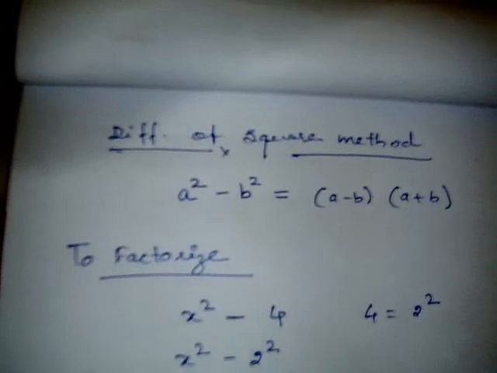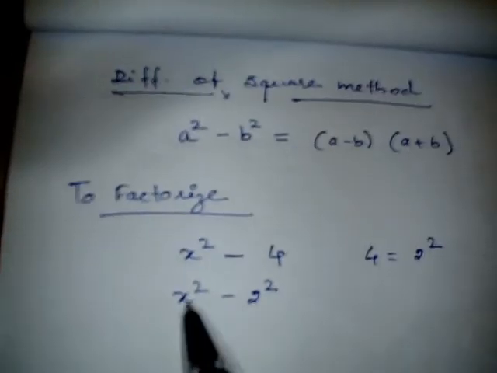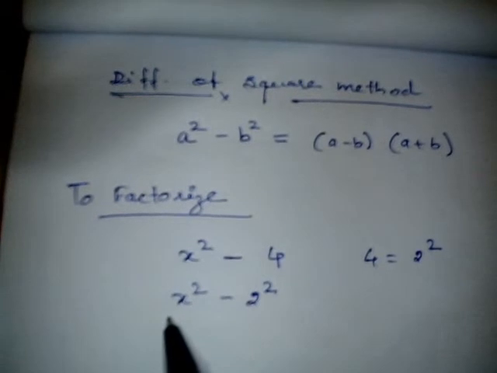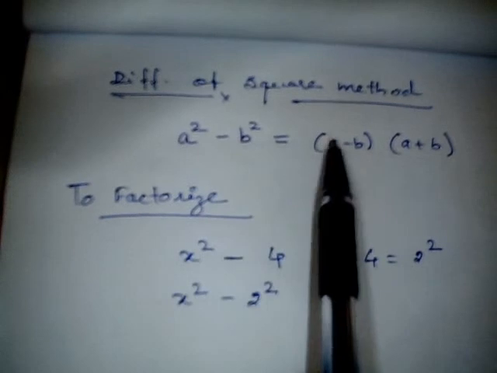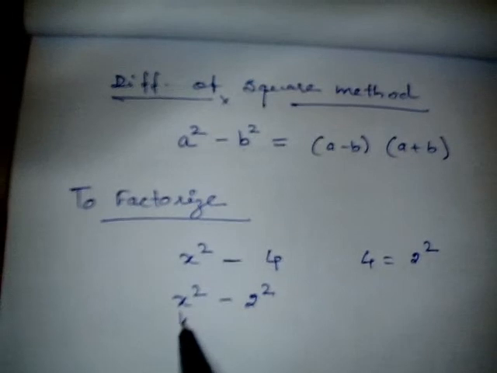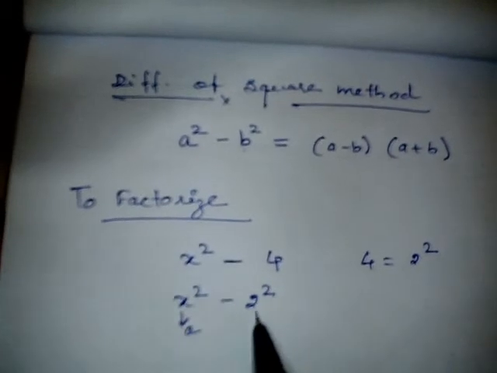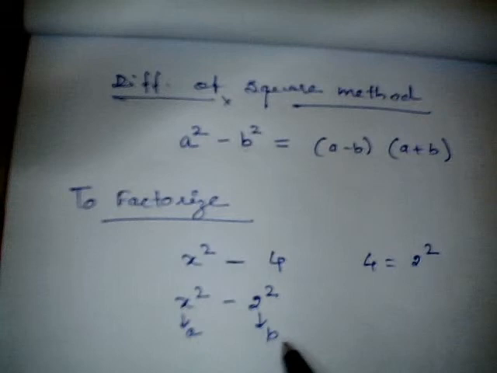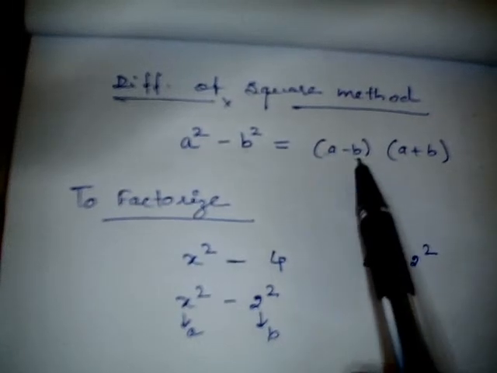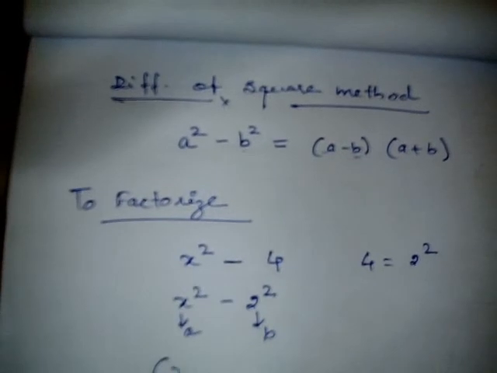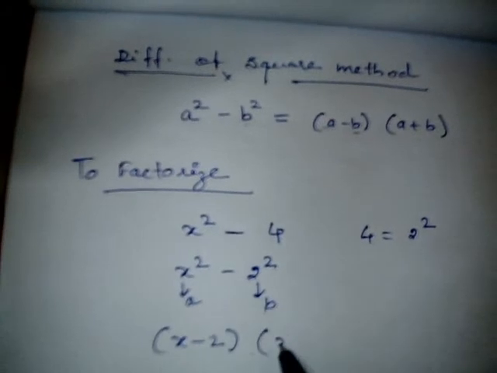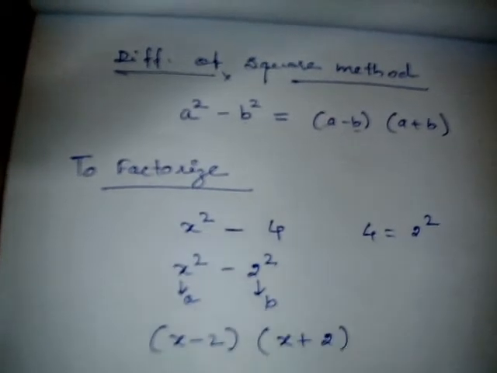Now it is converted into the form of a square minus b square, which equals a minus b and a plus b. Here in a's place there is x, and in b's place there is 2. When you apply this identity, a is replaced by x and b is replaced by 2. So I can write x minus 2 in one parenthesis, and in another parenthesis x plus 2.